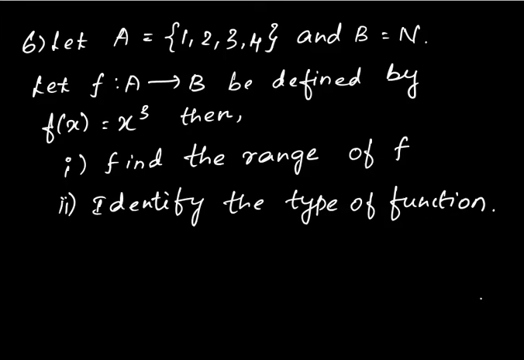Sixth question, let A is equal to set of 1, 2, 3, 4 and B is equal to N, that is natural number. Let f from A to B be defined by f of x is equal to x cube. Then, first question, find the range of f. Second question, identify the type of function. So, to solve, first write what is given.